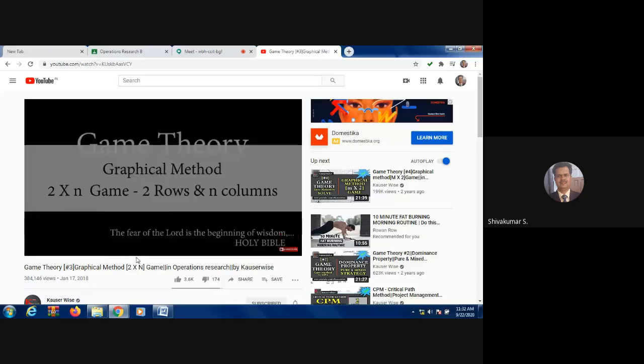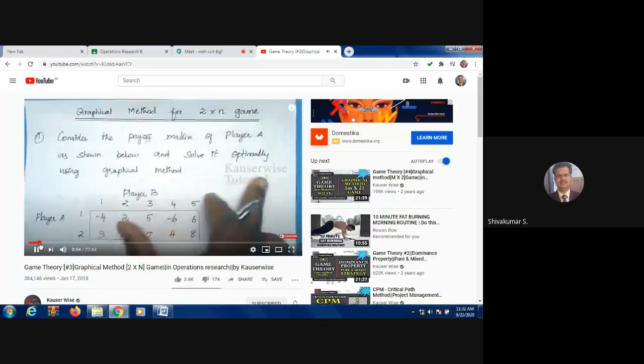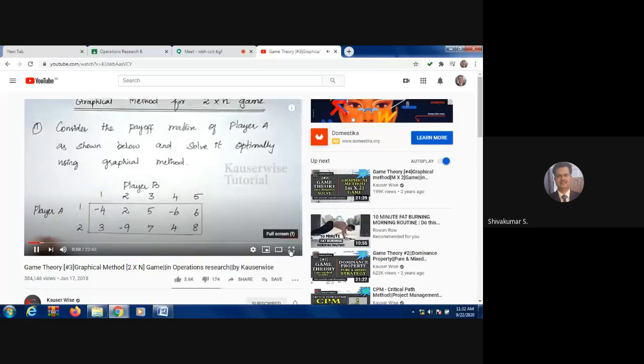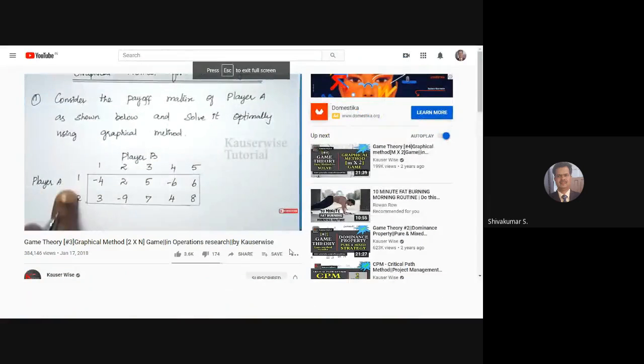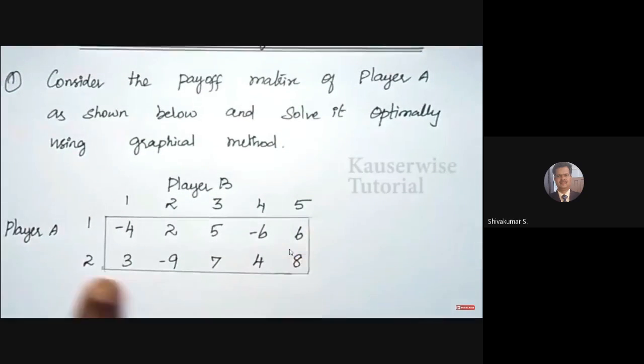In this video, we are going to see game theory optimally using the graphical method. So this is the payoff matrix. Player A has got 2 strategies and player B has got 5 strategies, so it is a 2 by M game. And this is the outcome, that is the payoff matrix.